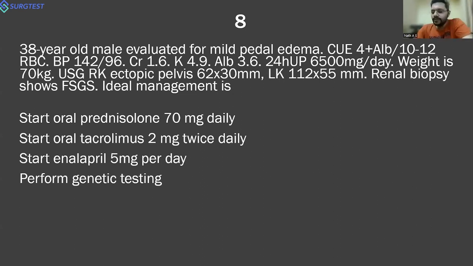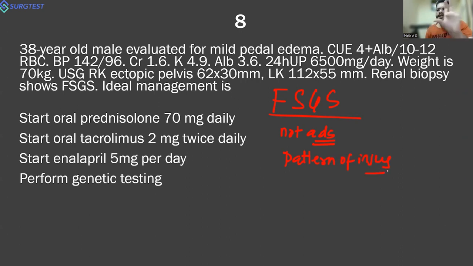Okay. So here's the message I want to give you. This perhaps is the most important message that I want to give you in today's class. FSGS is not a disease anymore. It's just a pattern of injury. It's a histological description of what's going on in the kidney, but what is causing the focal segmental glomerular sclerosis is more important, and that is what determines the treatment.